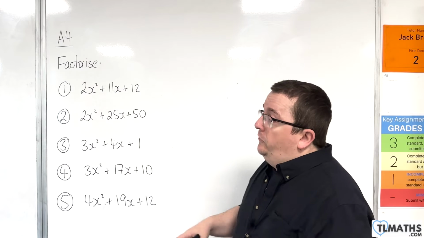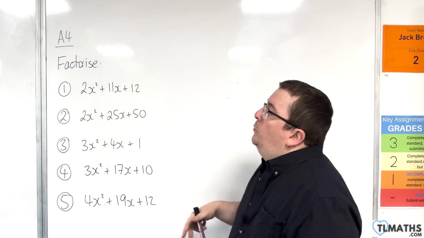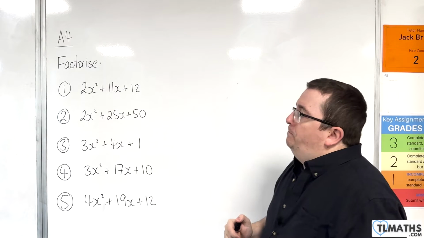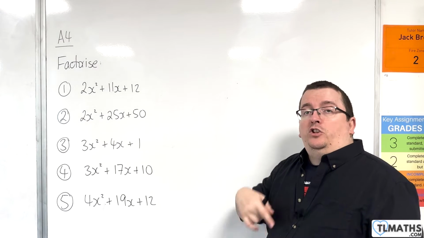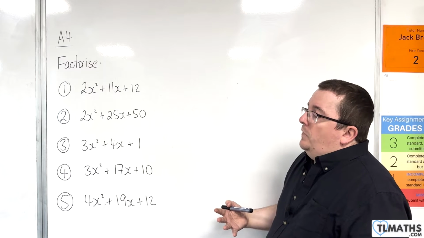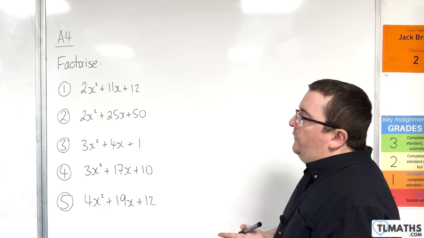So in this video, we're going to be going through some examples of factorising quadratic expressions where the coefficient of x squared is not 1. In the previous video, we showed the algebraic process of doing this, so hopefully we can now apply it in these scenarios.